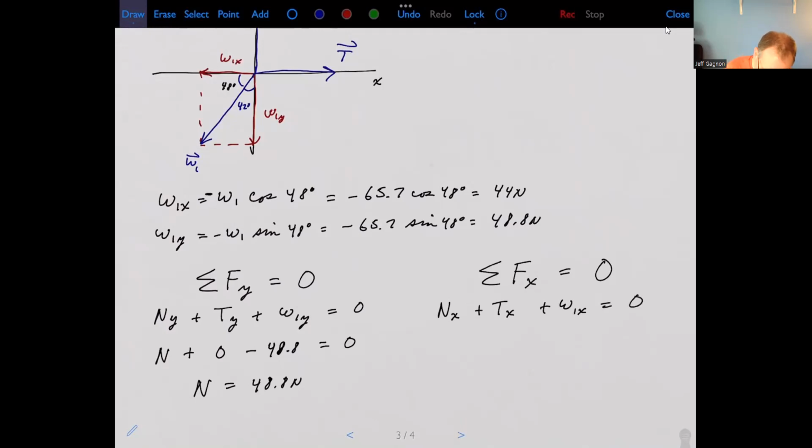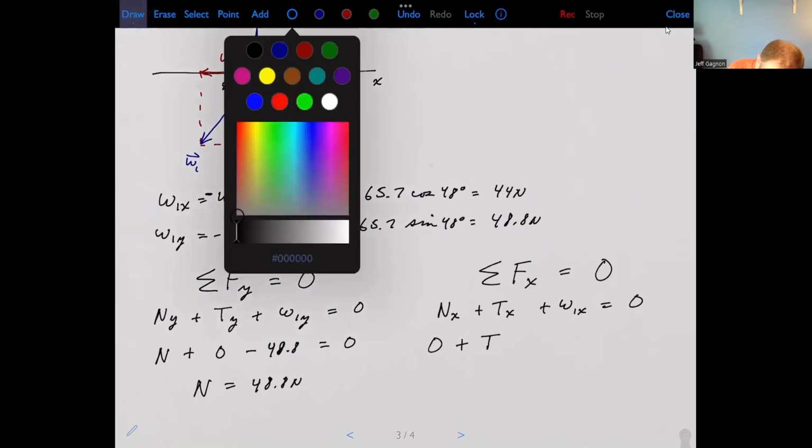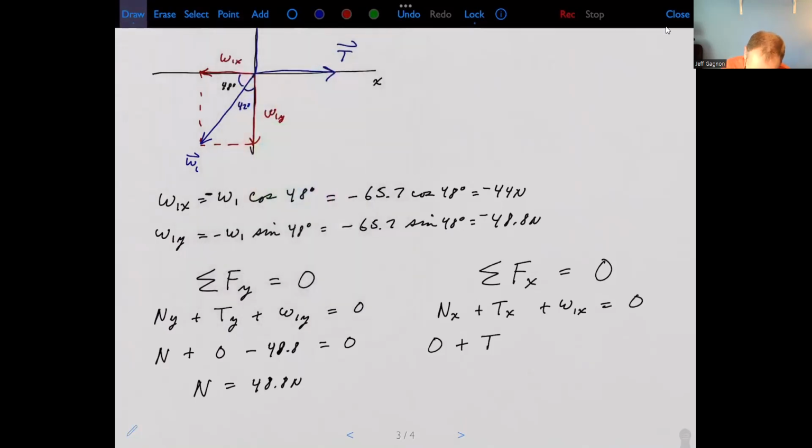Well, how much of that normal force is in the x direction? None of it. How much of the tension? All of it, and it's positive. How much of the weight? Well, we figured it out here, right? W1x was negative 48. These should be negative, by the way. Right, that's negative, that's negative. So it's negative 44 in this case. And that's going to equal 0.